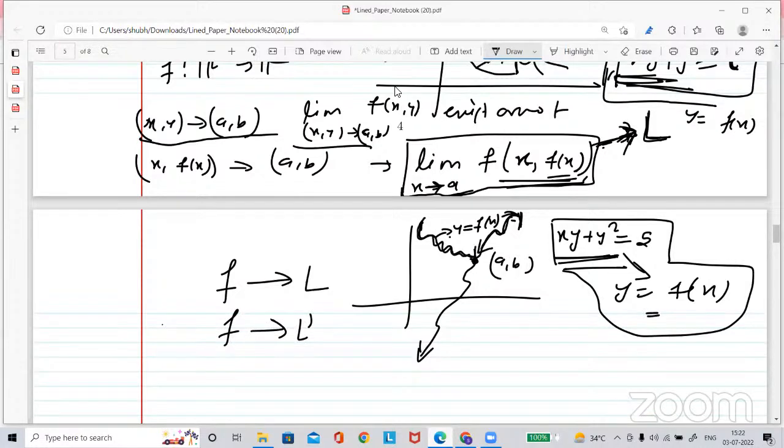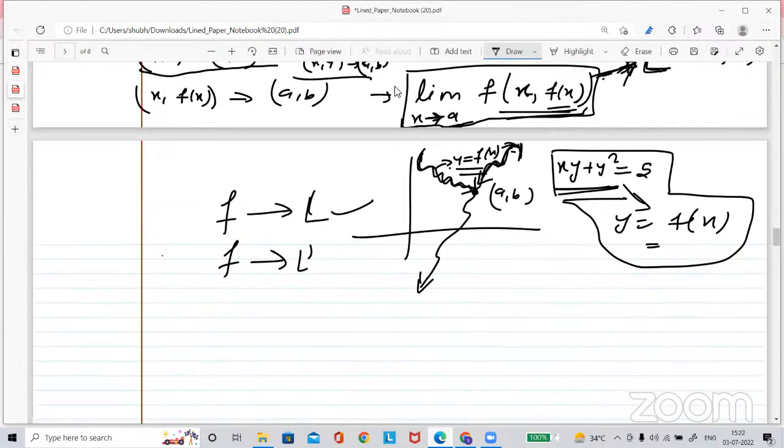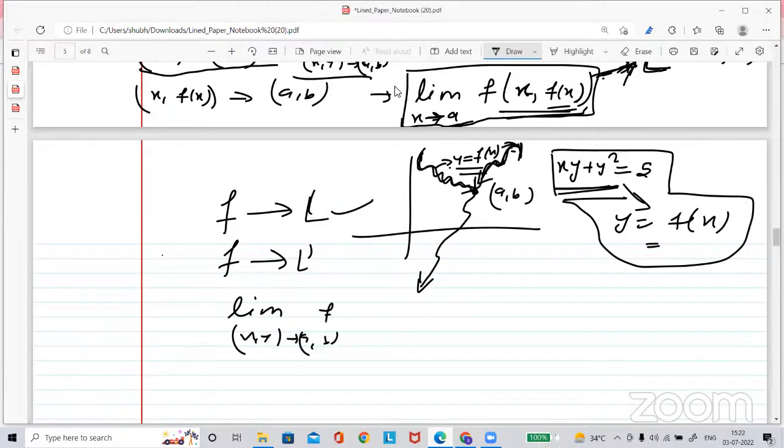I will give an example also. So if you are approaching according to this curve, you are getting this limit. If you are approaching AB according to this curve, you are getting a different limit. In that case, you will say the limit does not exist, because as you change the curve, you are approaching in a different way, and you are getting a different limit.